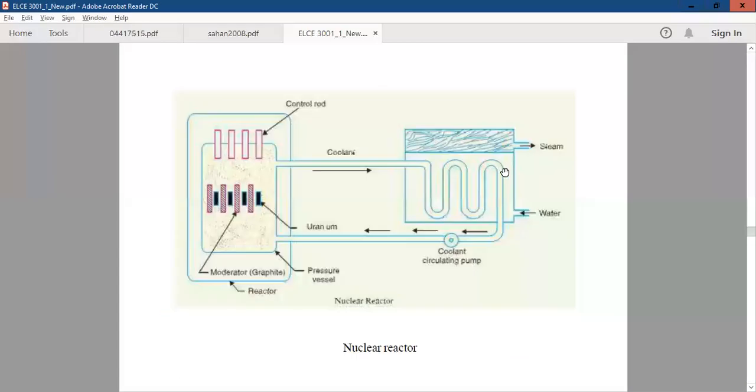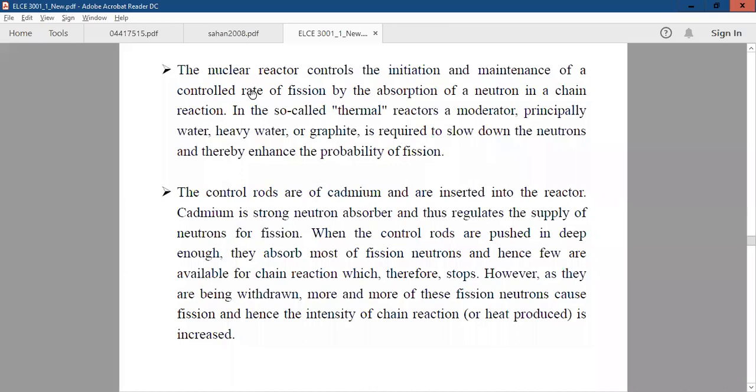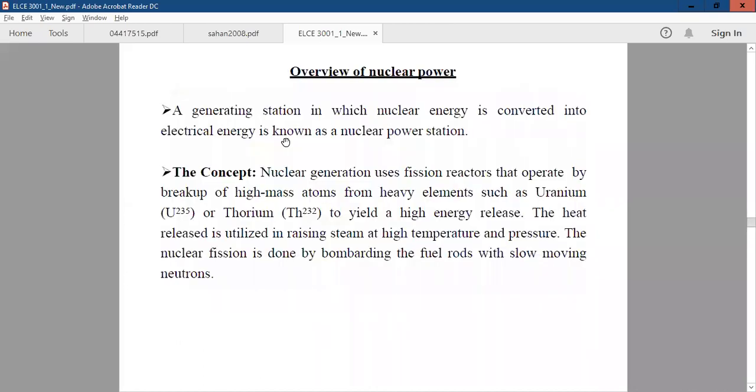This is homework for you. I mention it here. Okay, we use uranium and thorium to generate high temperature and high pressure. Okay, any other questions?